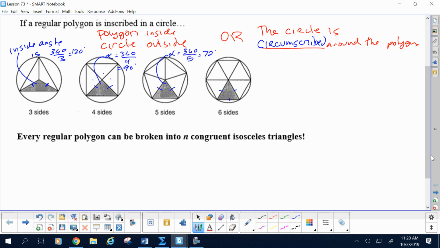Okay. Now, if we want to find the area of these, rather than do a different formula for every one of these, which would be ridiculous, there is one formula for all of them. How would you say you would find the area? Area of polygon is? Okay, 1/2 AB sine C. When you say 1/2 AB sine C, you're finding the area of a triangle. And then what are you going to do?